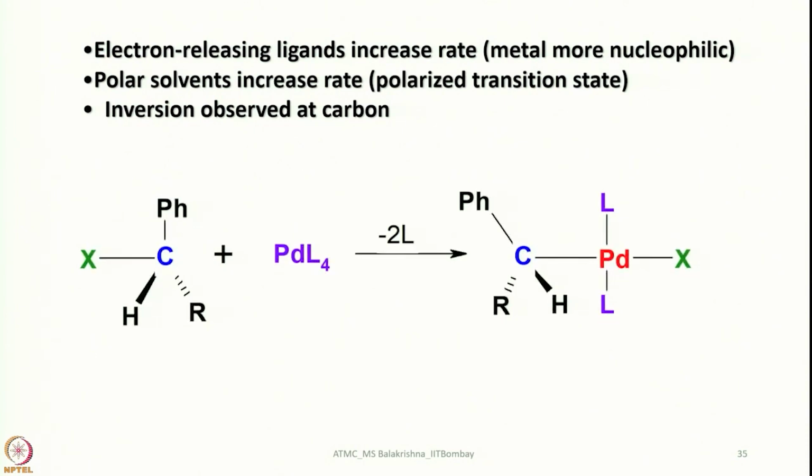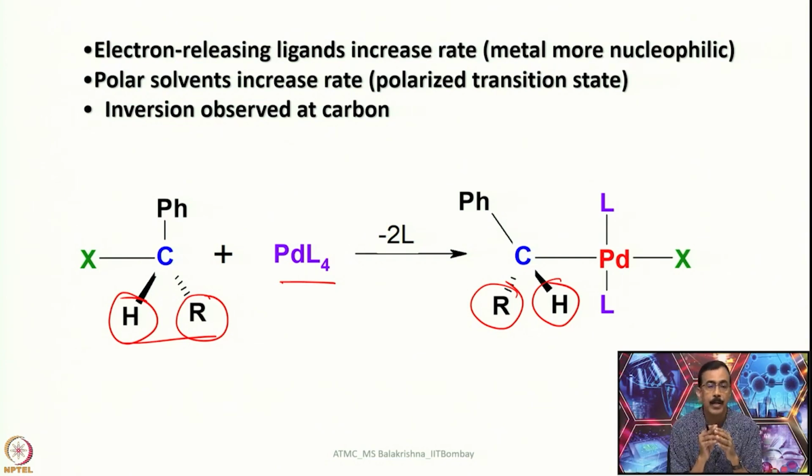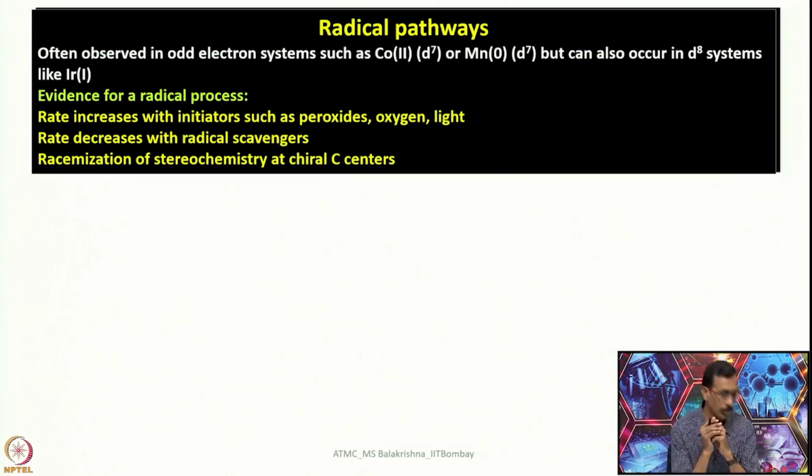You can see here we are taking a chiral compound, and you should focus here, since it is added in a trans manner. This is how the addition takes place. As a result, the configuration is changed, so inversion happens. If any substrate molecule that is chiral in nature is added, inversion can be observed in the oxidatively added product.